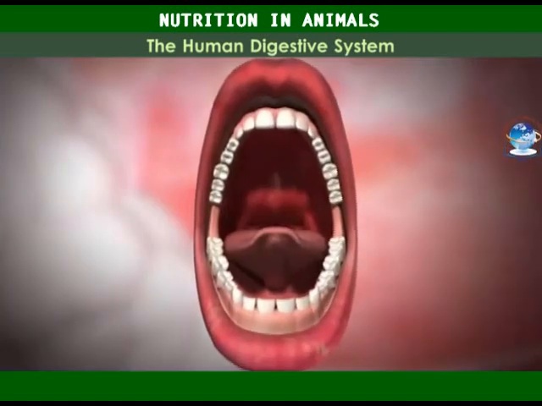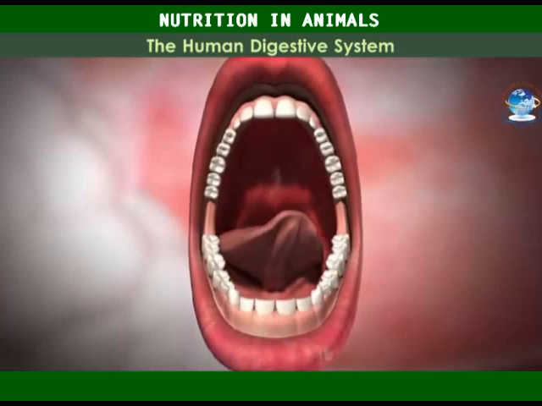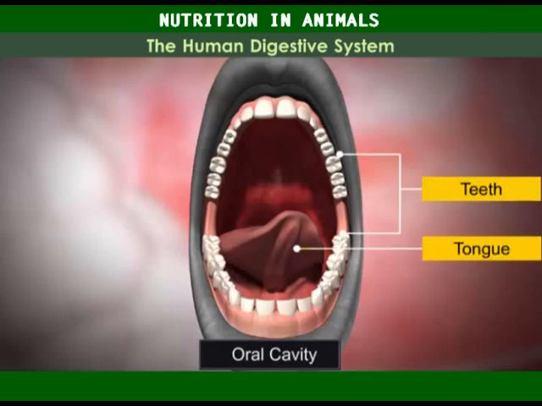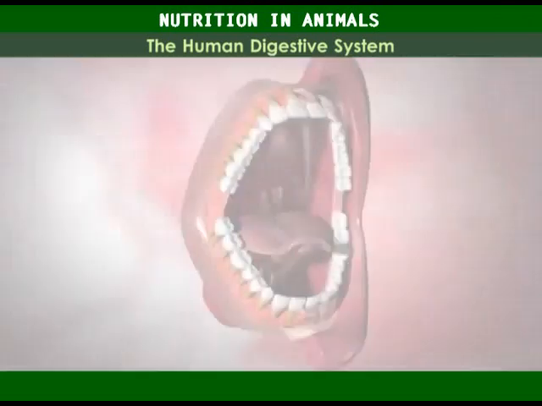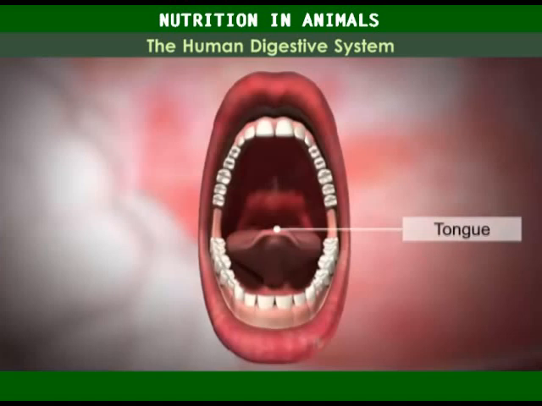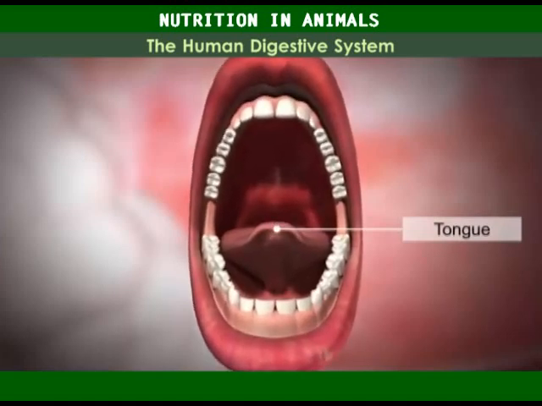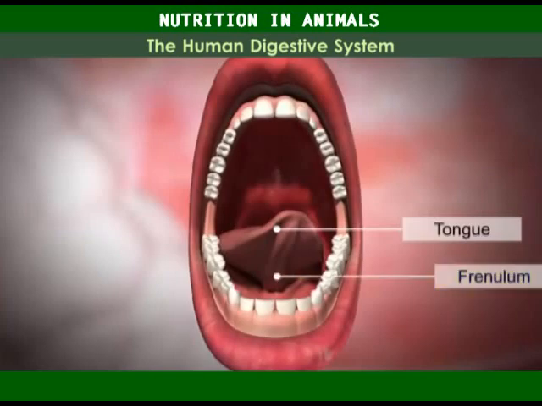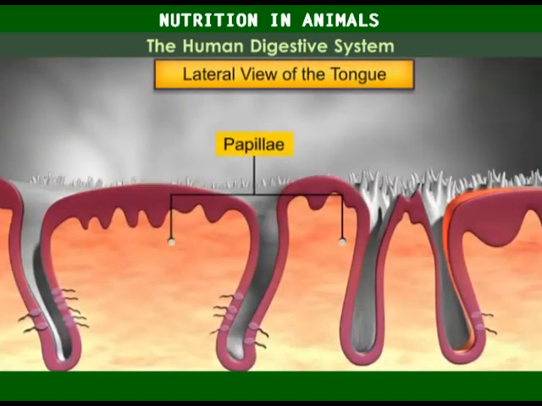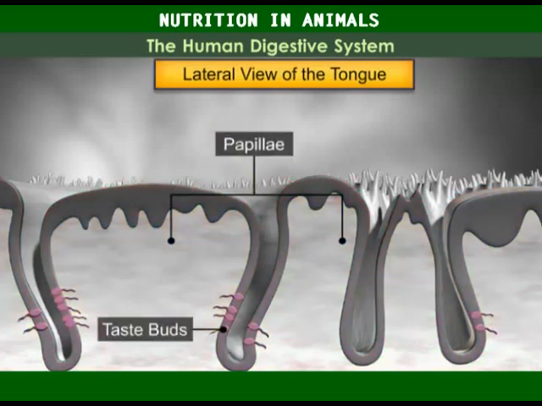The mouth is the anterior opening of the alimentary canal, leading to the oral cavity or the buccal cavity, which contains the teeth and the tongue. Each tooth is embedded in a socket of the jawbone and helps in chewing and breakdown of food. The tongue is a freely mobile muscular organ attached to the floor of the buccal cavity by the frenulum. The upper surface of the tongue is covered by the papillae, small projections arranged in a row, some of which have taste buds.